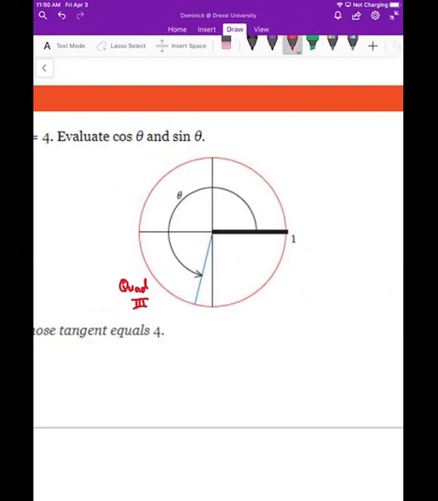All right. And we're given that the tangent of this angle is 4. So tangent of theta is equal to 4. We want to find sine and cosine of theta. Well, one thing that we can already say is because we're in quadrant 3, we know that both of these have to be negative. So we know that sine and cosine both have to be negative, all right?